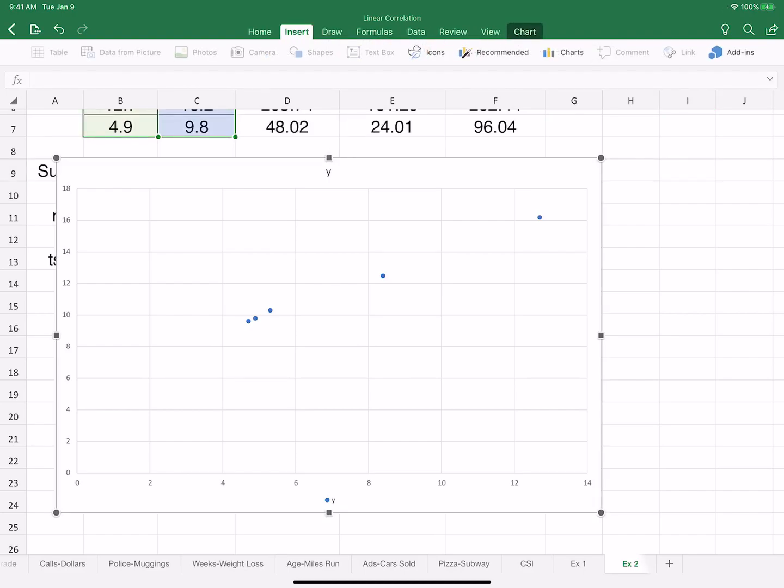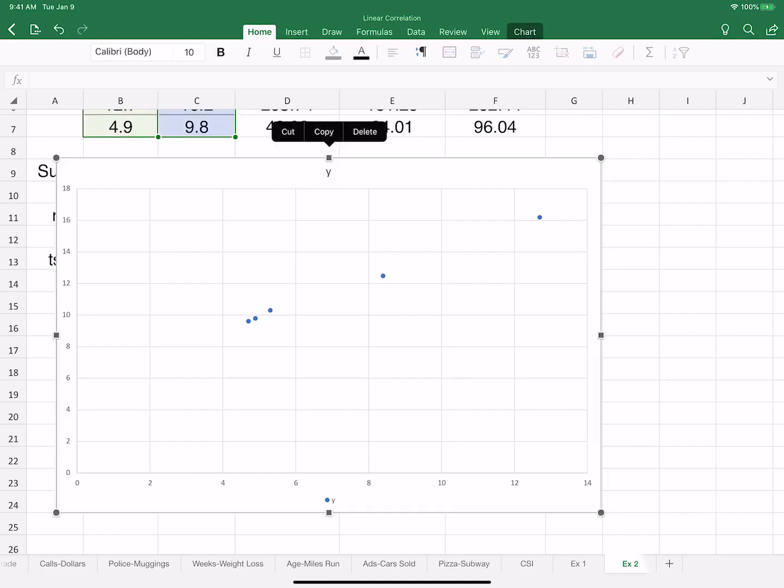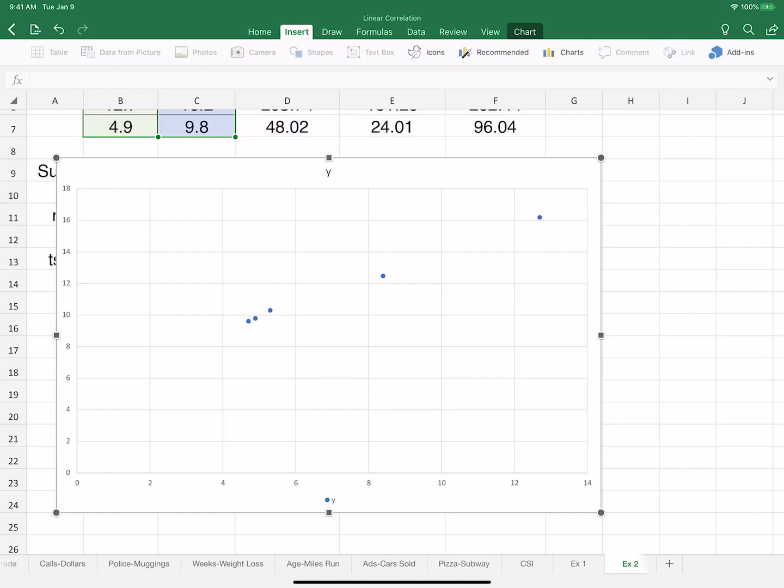No, I don't want that. I want to... for the chart. Is it insert? Not draw. Formulas, no. Okay, go to chart.